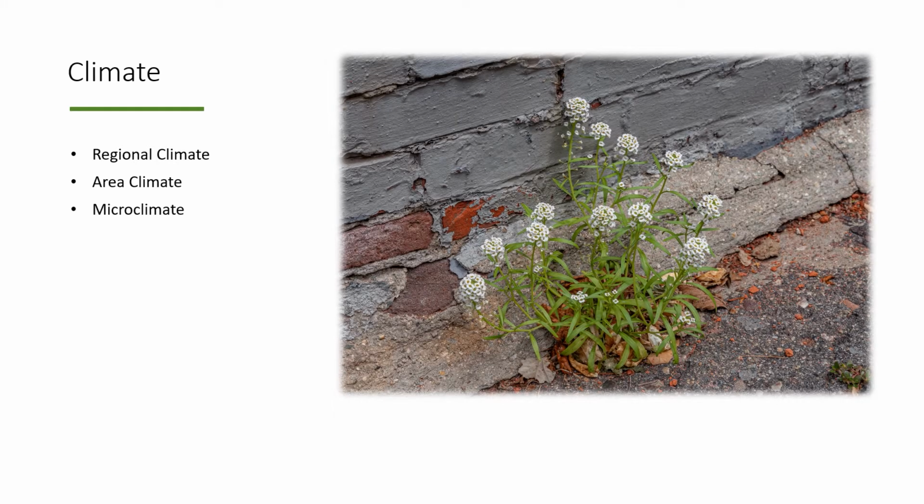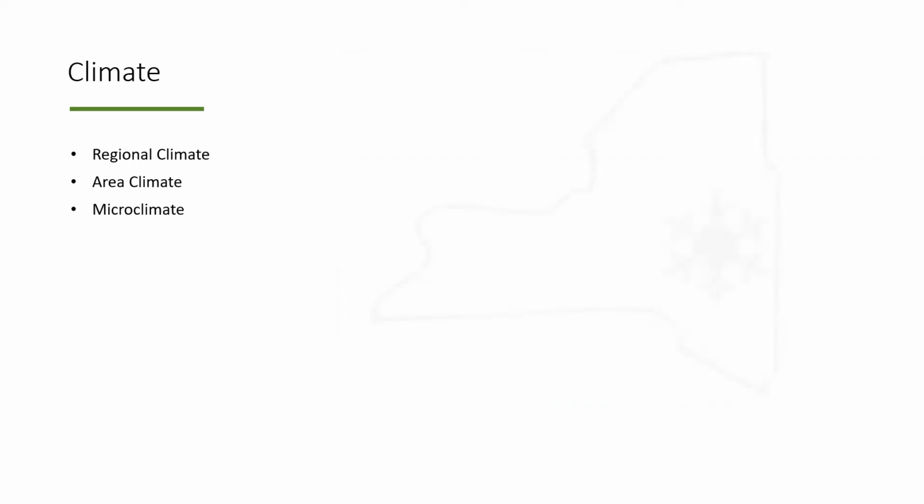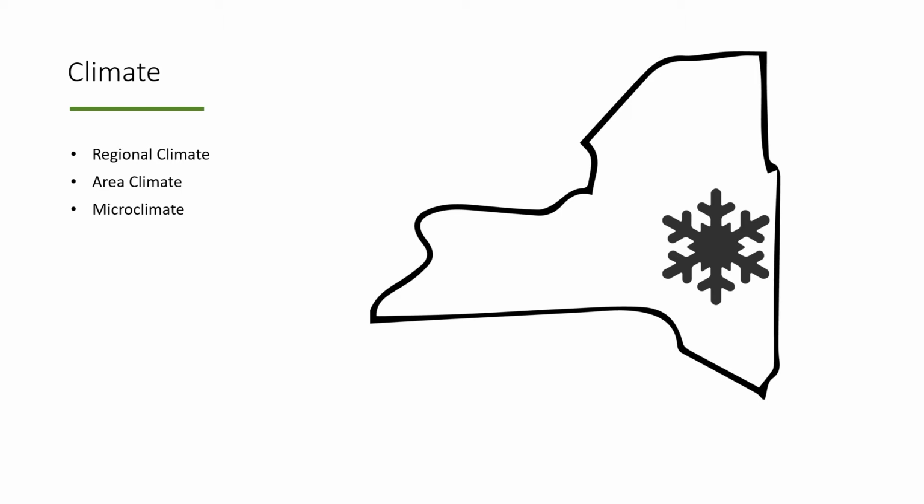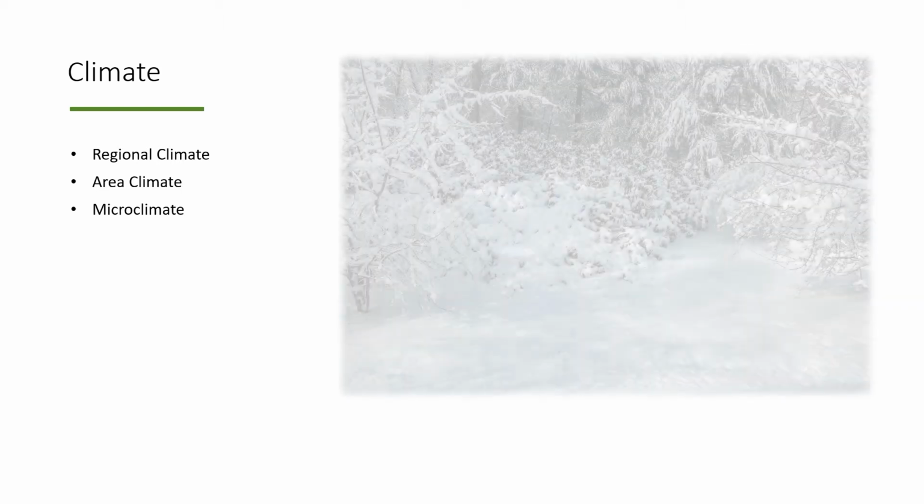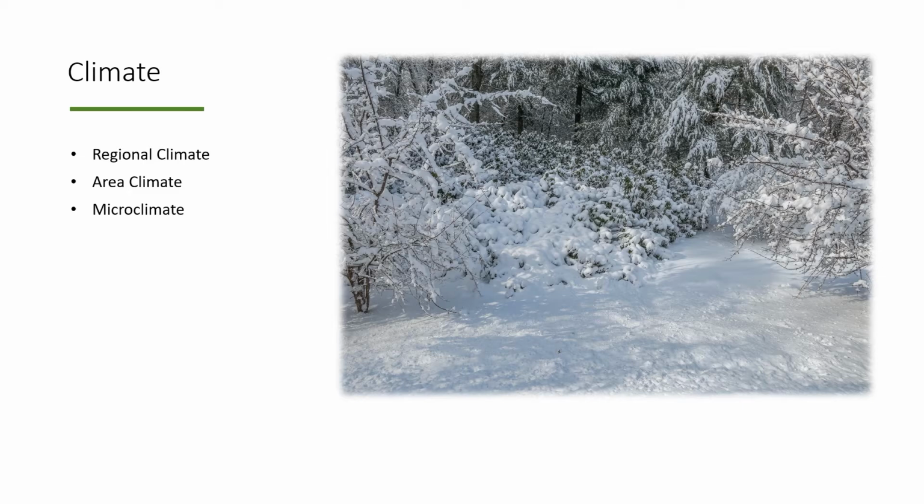As you may see, there is considerable overlap between these levels. The factors that affect your regional climate are similar to those that affect your area climate, just on different scales. The average snowfall in your state probably won't be the same as the snowfall in your backyard.